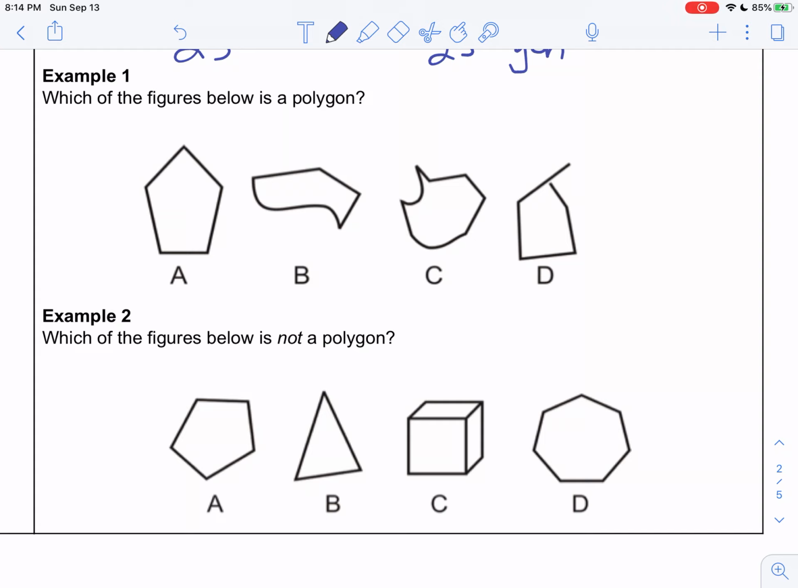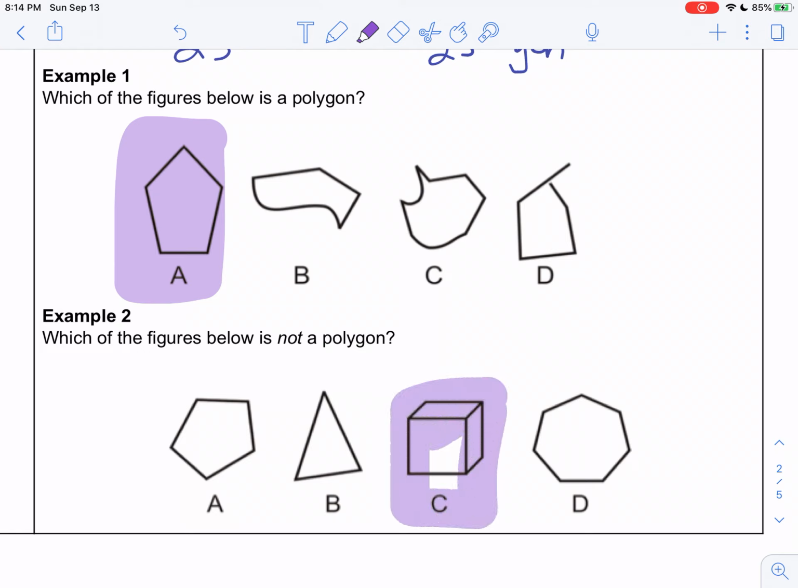Okay, cruising along. So there's 2 examples here to help us identify which ones are polygons and which ones are not. So please pause the video and figure out which one is a polygon and which one's not. Okay, in example number 1, hopefully you were picking out that A is a polygon. This one is the only figure that's closed, made up of straight edges, and each vertex joins exactly 2 sides.